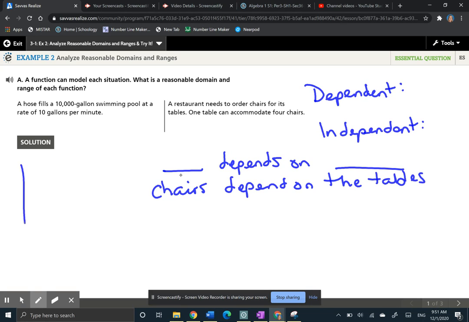If we were to graph this, this is our X, this is our Y. Our X is our independent. So chairs are the dependent. So chairs depend on it. So chairs go in the Y, and X are your tables.